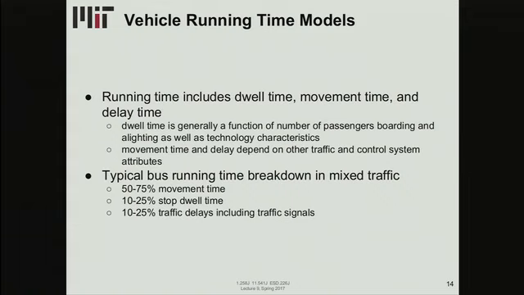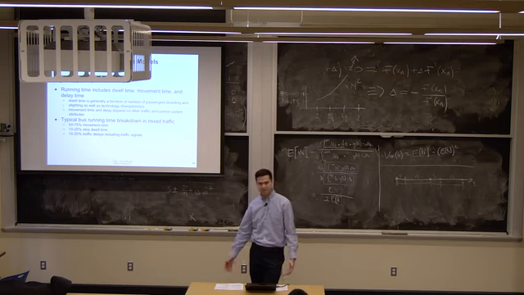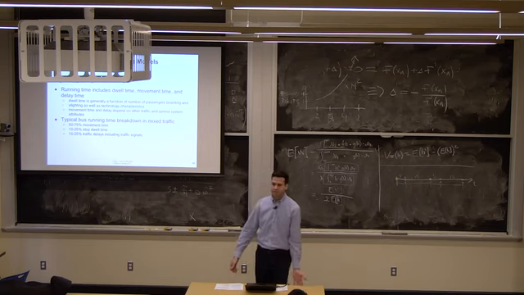So running time, as we know, includes dwell time, the movement time between stops, and any delays. Delays could be because of signals, traffic signals, for example. So dwell time is a function of the number of passengers boarding and alighting, as well as technology characteristics. What are some examples of technology characteristics that could affect dwell times?